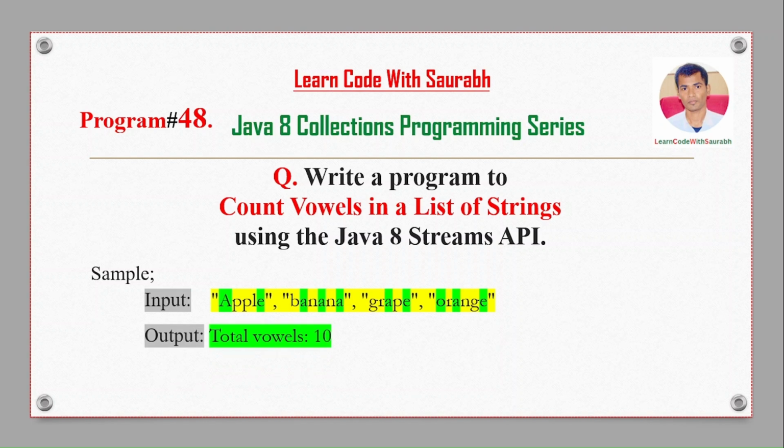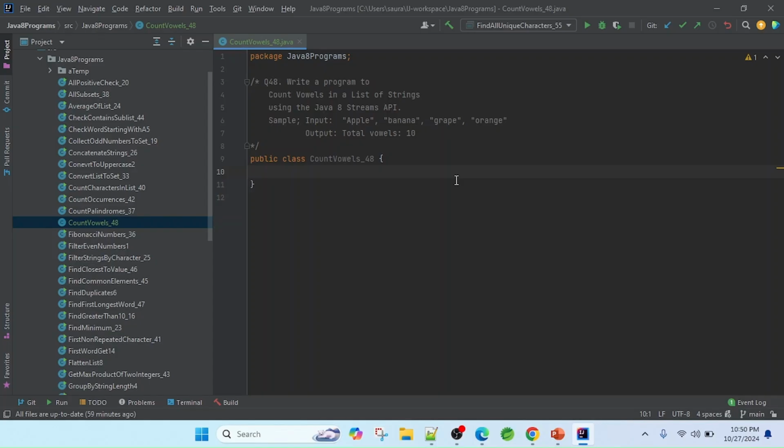Now I am going to create a class where I will implement the logic for how we will get the output. I opened IntelliJ and created a class here, CountVowel, and gave the question number. So it's 48. I just mentioned the program here, and now I'm going to write the logic. Firstly we need to write the main method to start the execution.